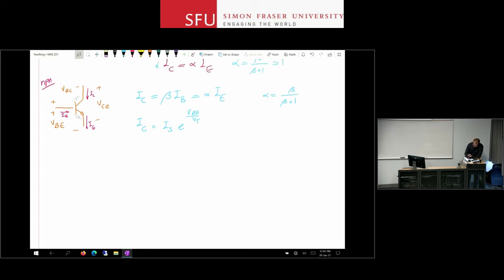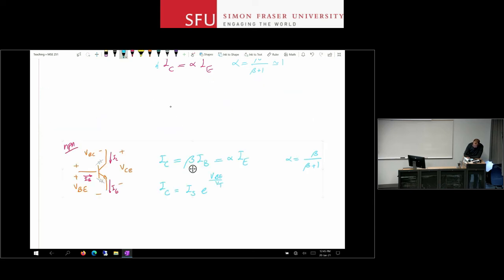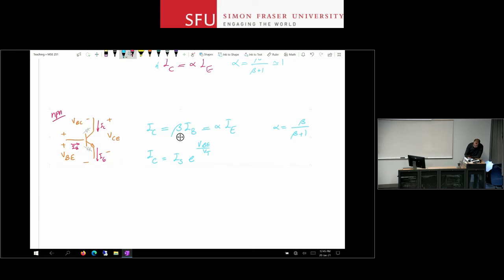One major note here is that this is for active region. We'll talk about the other regions later, but this is the important one. This is where we want to keep the device. This is where a lot of those interesting things happen. So this is an NPN BJT in active region.